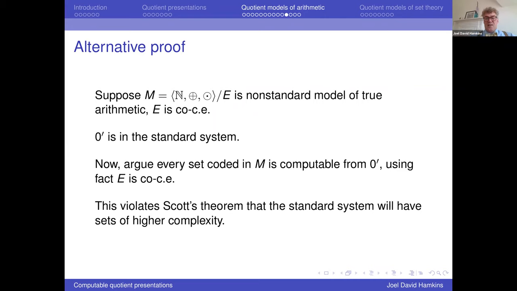But that contradicts Scott's theorem, because zero jump is in the standard system. So there must be other sets in the standard system that aren't computable from zero jump. But we argued that every set is computable from zero jump. So that's a contradiction.